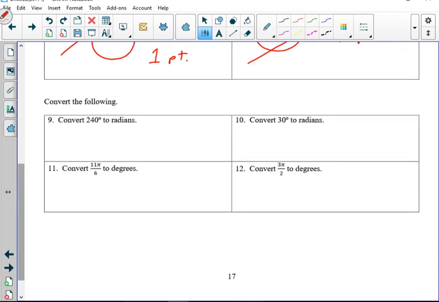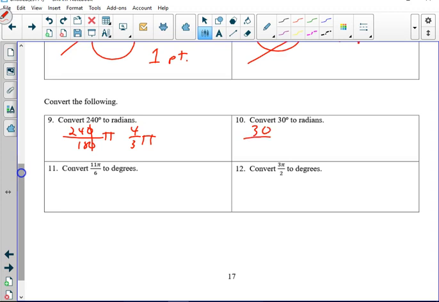Converting to radians, we want pi in the answer, so pi is going to go on top. And basically, you're going to divide by 180 and multiply by pi. So all you're doing here is reducing that fraction of 240 over 180. And it reduces down, you could reduce first to 24 over 18, divide by 10, and then divide by 6, 4/3 pi.